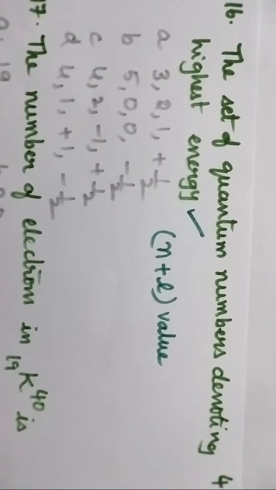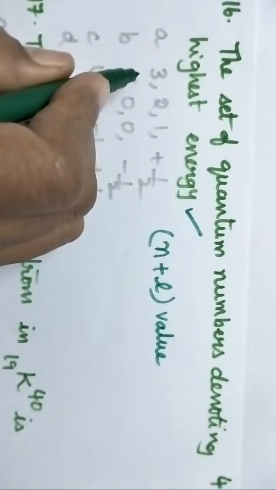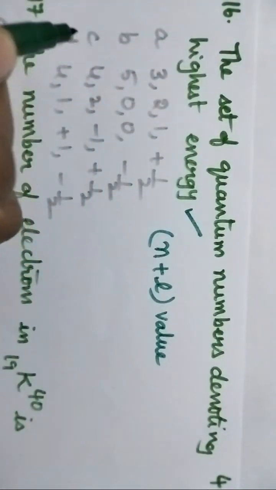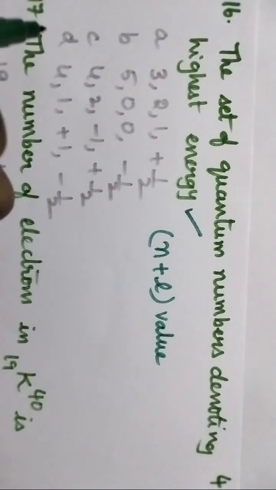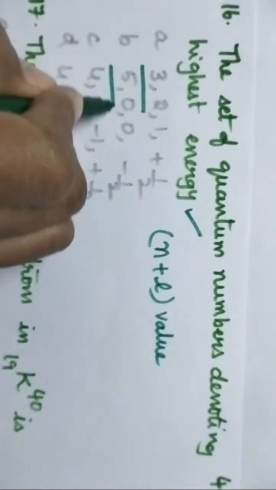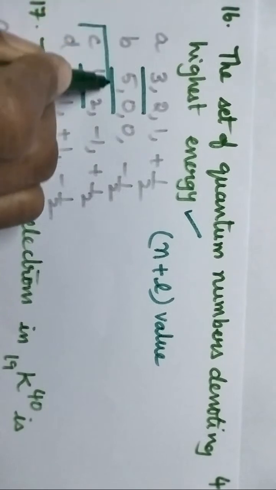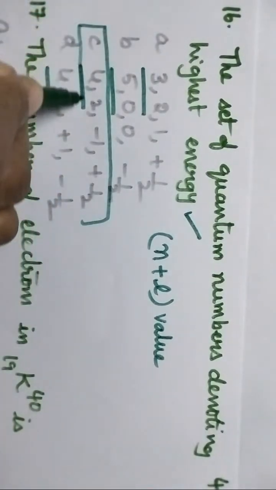Tilak, at once you check. Yes, here we are supposed to identify the orbital having the highest energy based upon the quantum number values. So 4 plus 2, option C is the right answer.